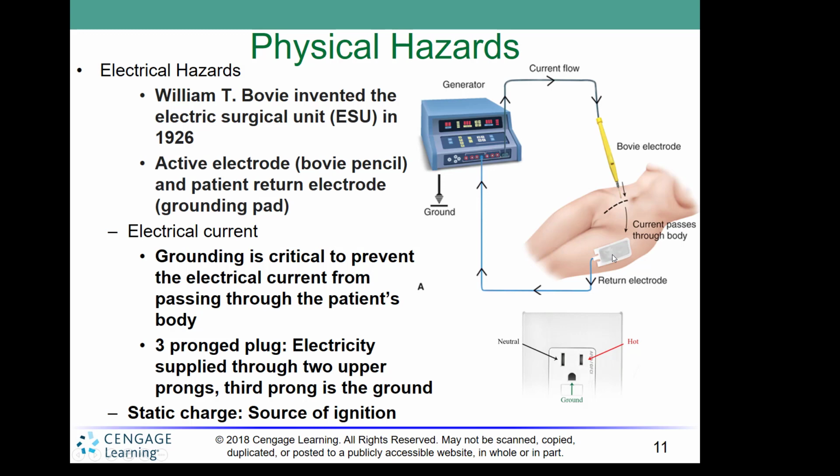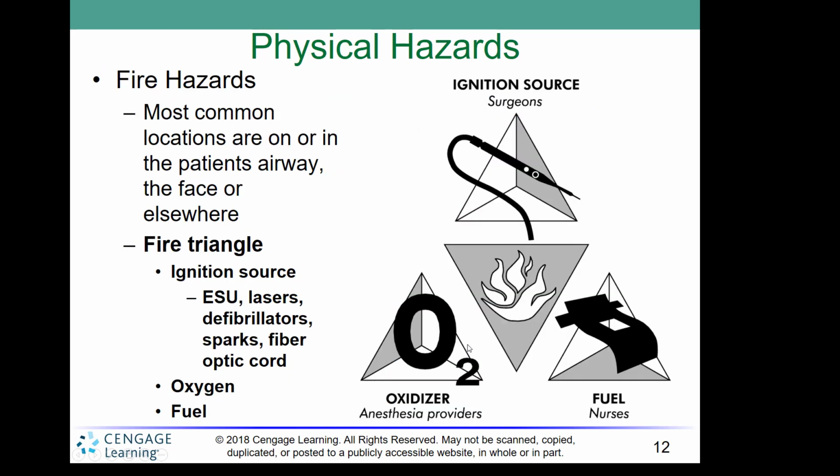So that grounding pad has to be correctly placed so that electricity can go back through the grounding pad and back into the generator. This works very similar to a 3-prong system where you have your top 2 prongs, electricity is supplied through here, and then that 3rd prong is the ground. So it's that same concept with the Bovie, and that grounding is just essential to its function.